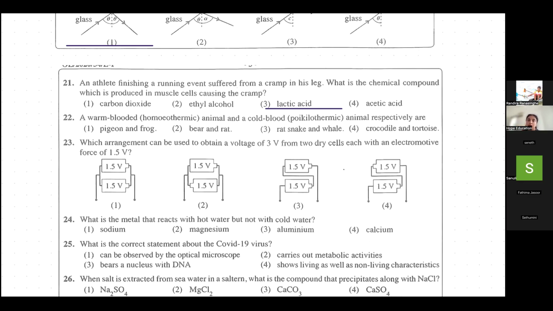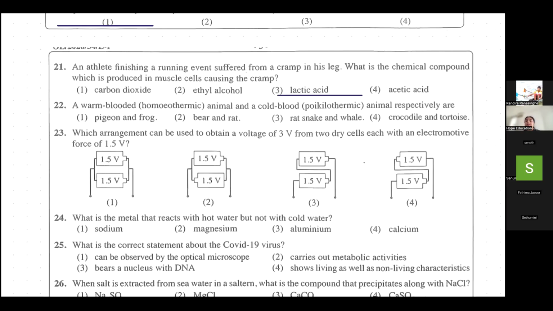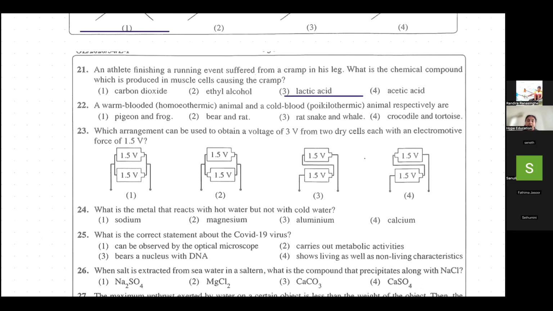A warm-blooded homeothermic animal and a cold-blooded poikilothermic animal respectively are: invertebrates, Pisces, amphibia, reptilia, they are all poikilothermic or cold-blooded. Only aves and mammalia are warm-blooded. So pigeon is aves, so warm-blooded. Bear, mammalia, so warm-blooded. Rat, snake, crocodile, then reptilia, so they are not warm-blooded. So the third and fourth answers we can remove. The second should be a cold-blooded one. Frog is amphibia, so that is cold-blooded. Rat is mammalia, warm-blooded, so that doesn't fit. The answer is the first one.